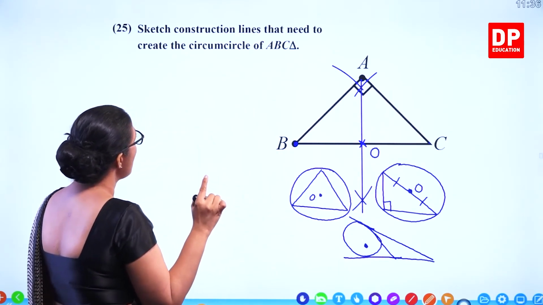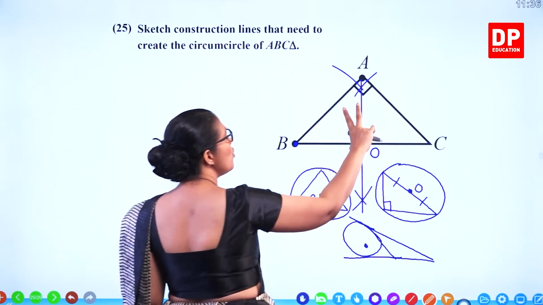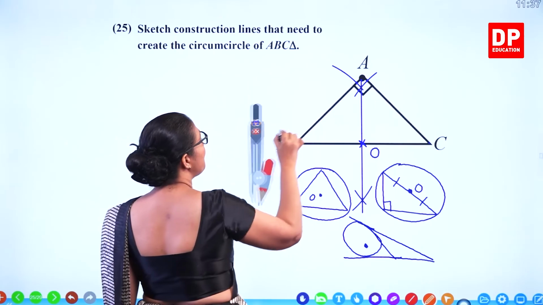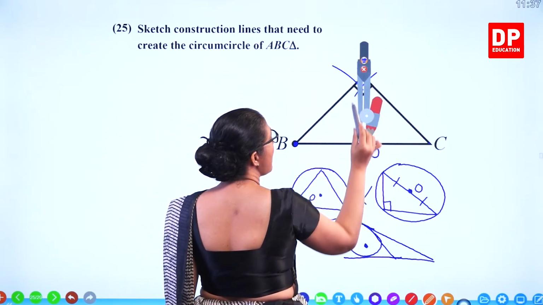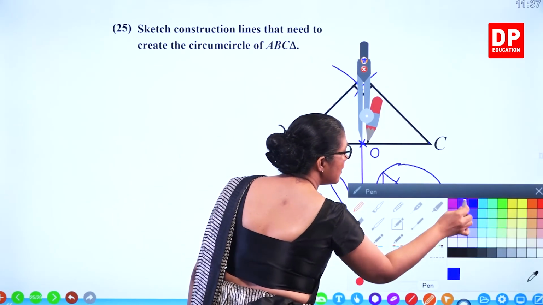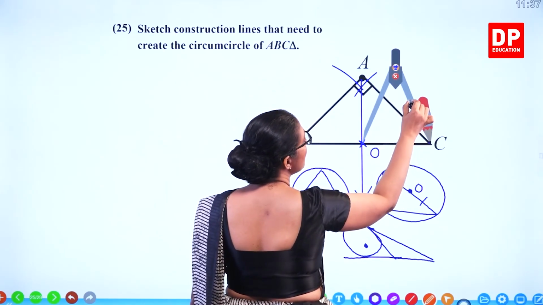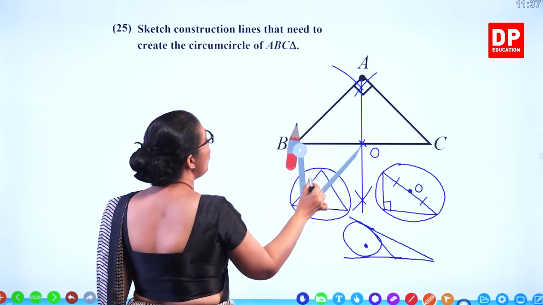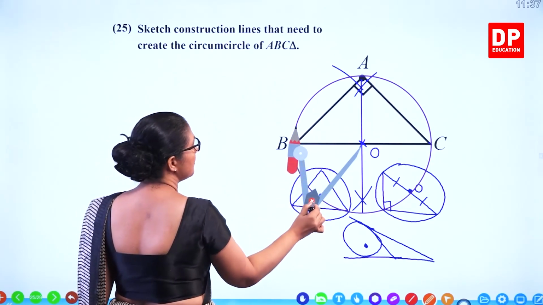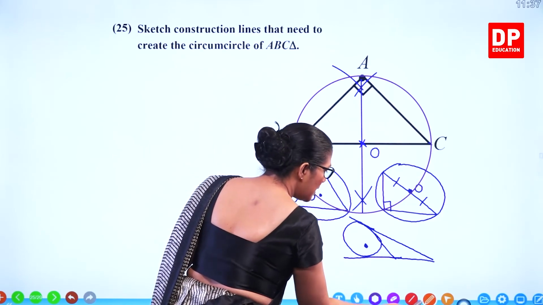So, sketch construction lines needed to create the circumcircle. Then you take the compass, and you can take any length, either OC or OB or OA as the radius, and draw the circle. We'll see whether it passes through all 3 points. It passes. So you can draw the circumcircle like this. You just need to draw the perpendicular bisector. For that you get 2 marks.